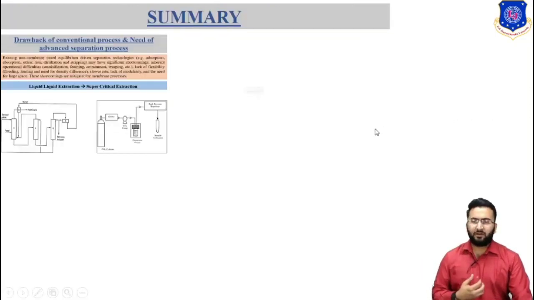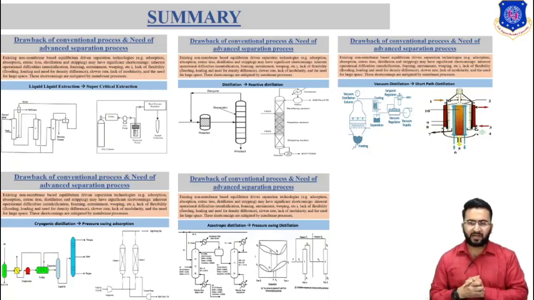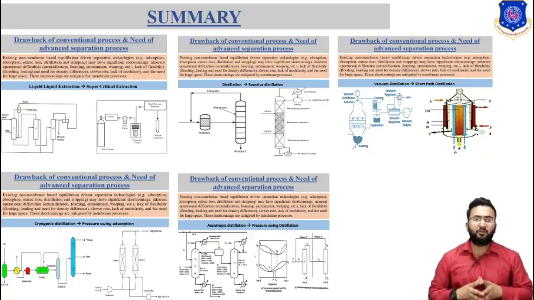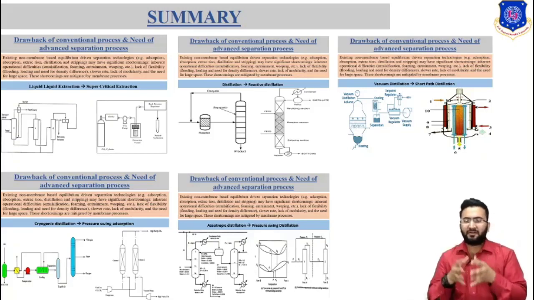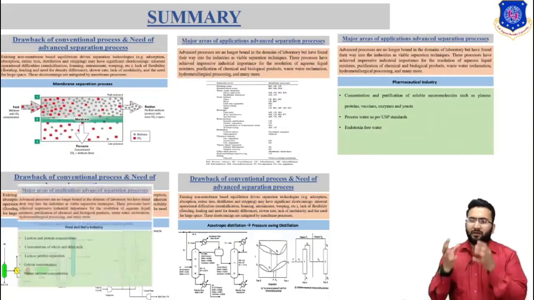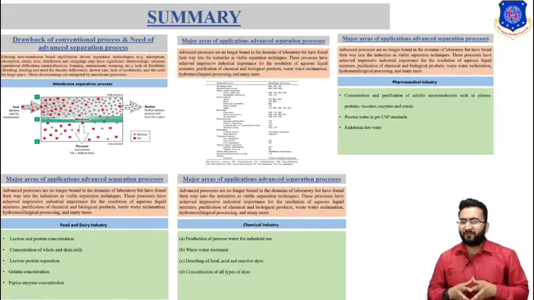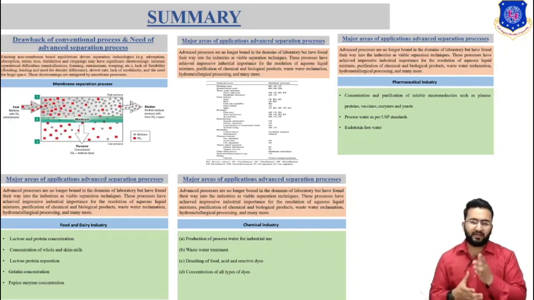So in this lecture, we talked about the drawbacks of conventional processes and the need for advanced separation processes, how liquid-liquid extraction can be replaced by supercritical extraction, how distillation can be replaced by reactive distillation, how vacuum distillation can be replaced by short path distillation, how we can replace cryogenic distillation with pressure swing adsorption, and how pressure swing distillation is beneficial compared to azeotropic distillation. Then we discussed the drawbacks of other processes and the use of membrane separation processes, and various applications of membrane separation and advanced separation processes in the pharmaceutical industry, food and dairy industry, and chemical industry.